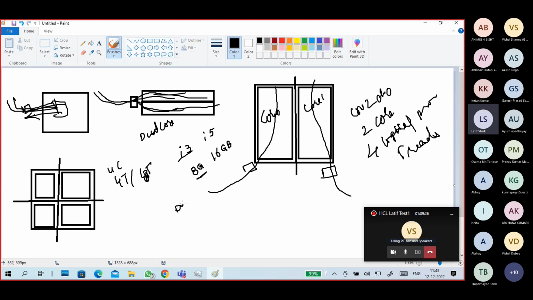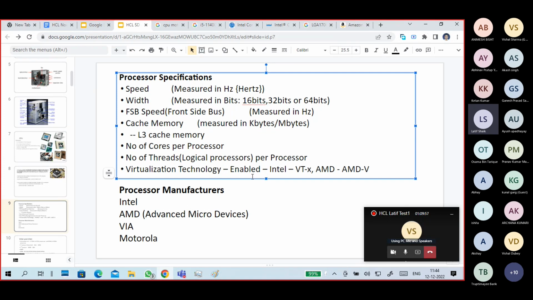Compulsorily at least dual storage. Check the dual storage part. Generally we are getting SSDs. So make sure at least SSD plus hard disk, or SSD. The second one is either an SSD or hard disk, and the first one is anyway SSD, whichever laptop you're buying. Built-in graphics or additional graphics, that is your choice.